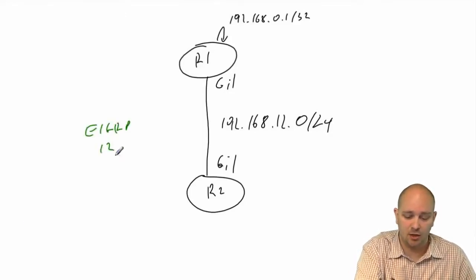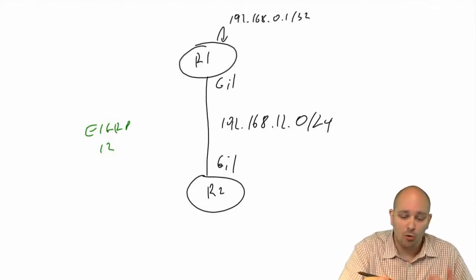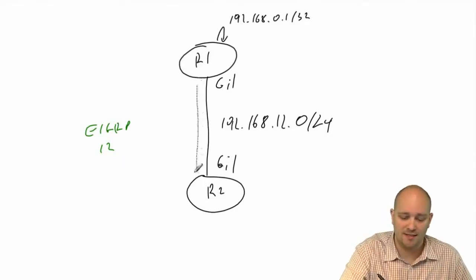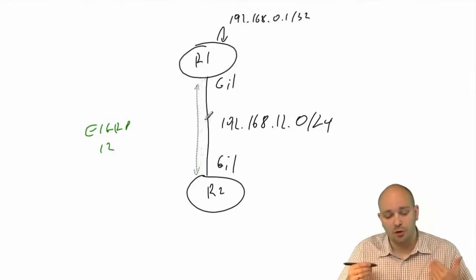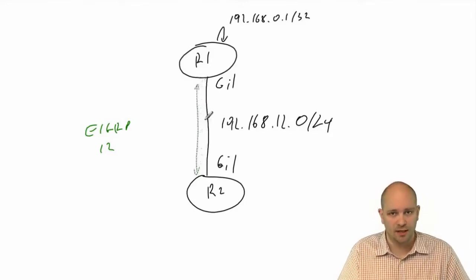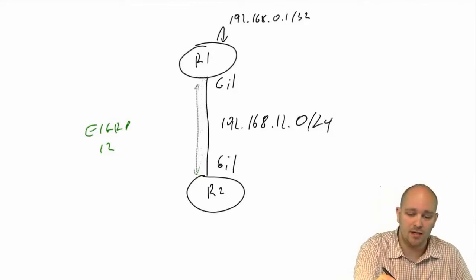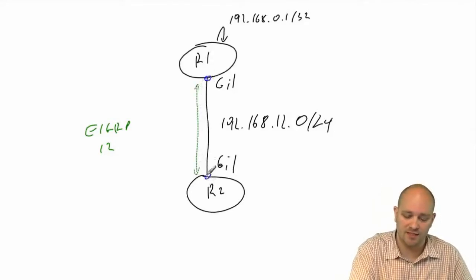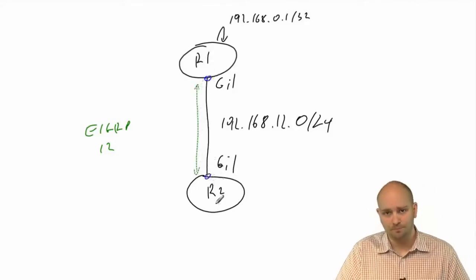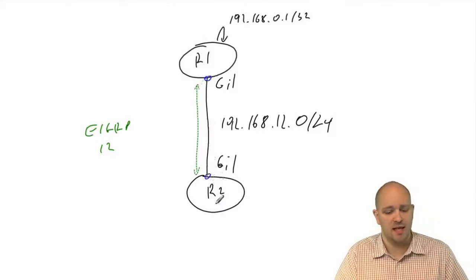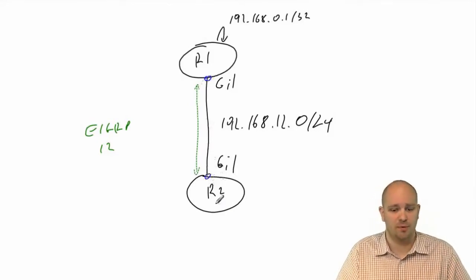So when we configure EIGRP to run between them, let's say we configure EIGRP process 12 to run between them, what we expect to see here is R1 and R2 sending each other periodic hellos. If I enable EIGRP only on the gigabit interfaces, the only communication that I'm expecting to see is EIGRP hellos.